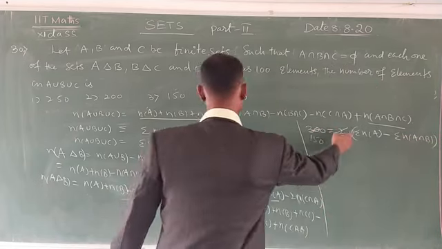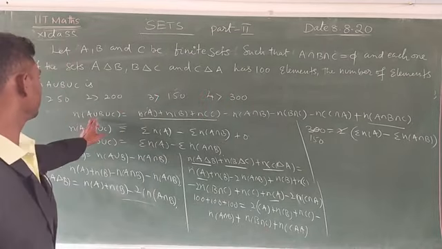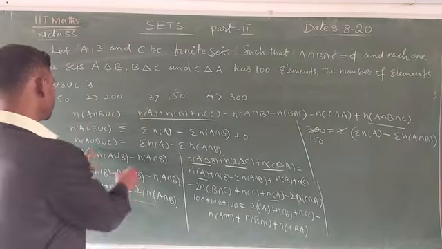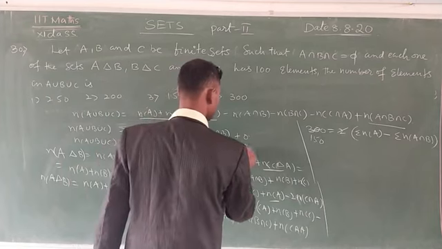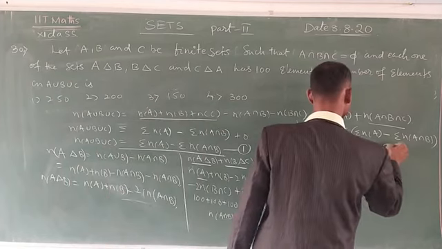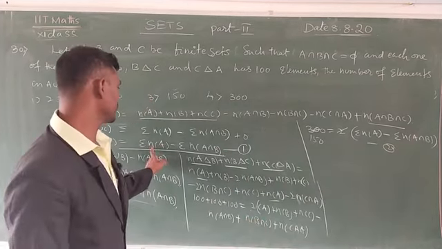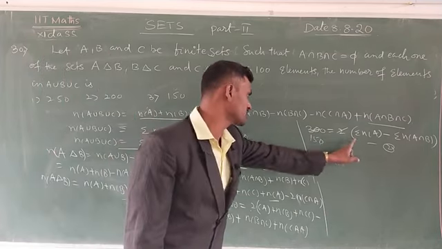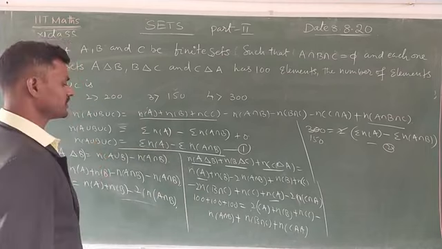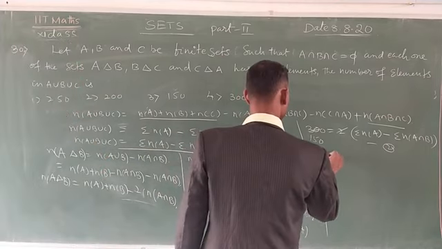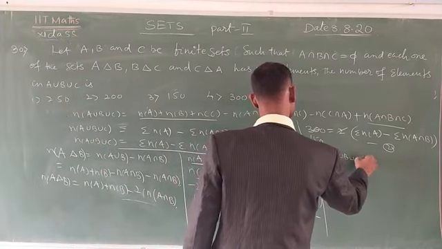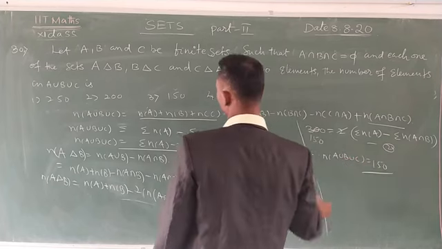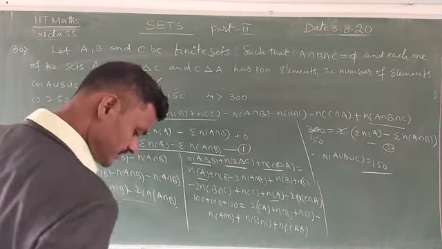Now see here, n of A union B union C is equal to, this is equation 1, this is equation 2. Now you have to substitute here summation of n of A minus summation of n of A intersection B. The value is equal to how much here? 150. Therefore n of A union B union C is equal to 150. Which option? Third option. Note it down.